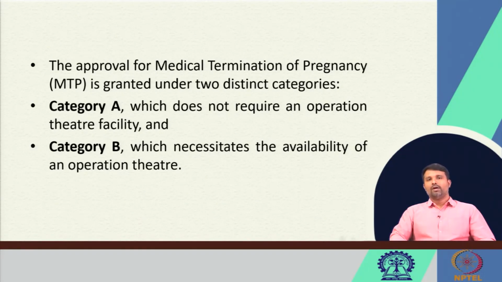The approval for medical termination of pregnancy is granted in two different categories. Category A deals with scenarios where an operation theatre facility is not required. Category B deals with situations where an operation theatre is required. So, depending upon the type of clinical service that the clinical establishment is providing, they have to register either under category A or category B.